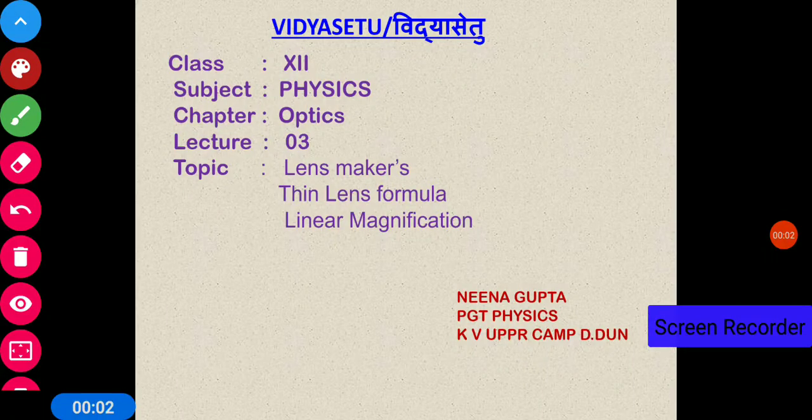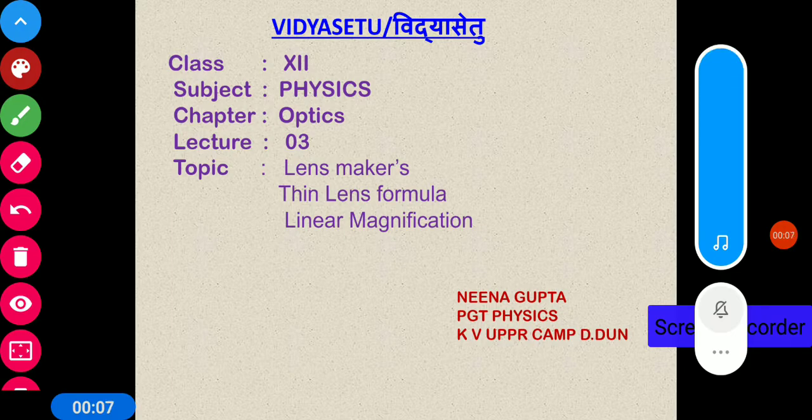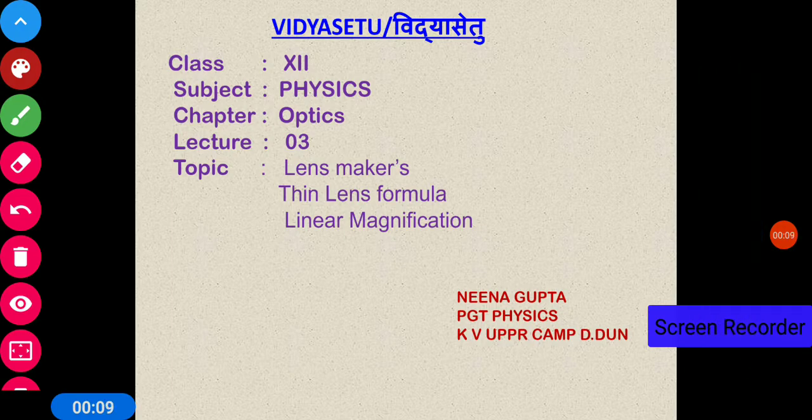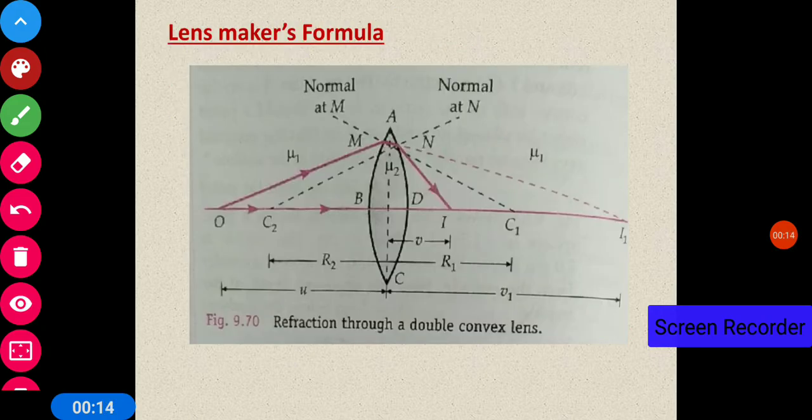Good morning to all. In today's lecture, I am going to cover the topic lens maker's formula, thin lens formula, and linear magnification.